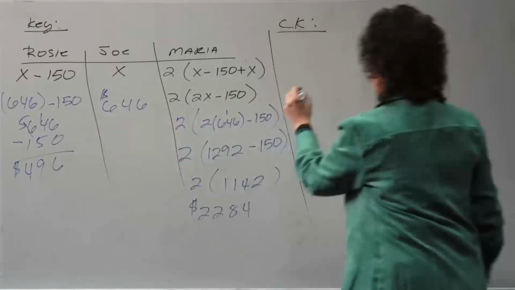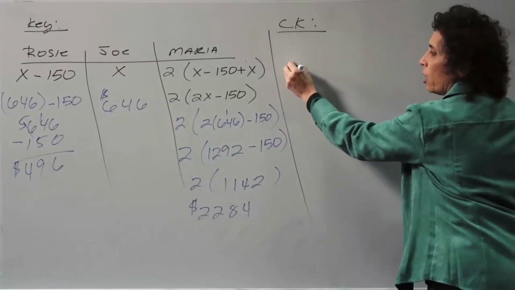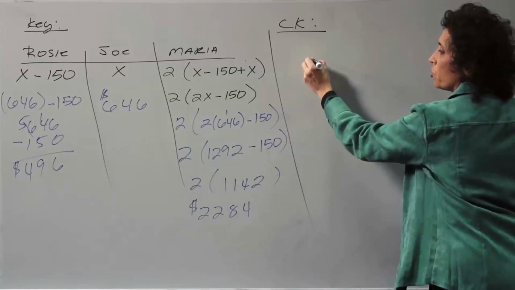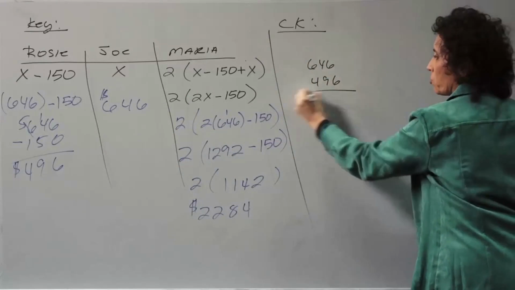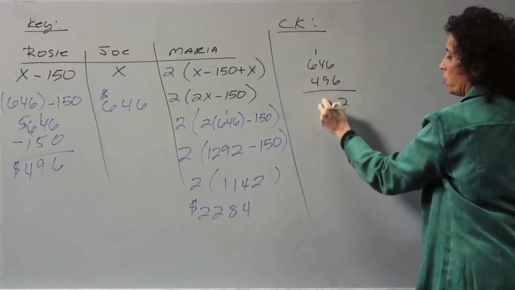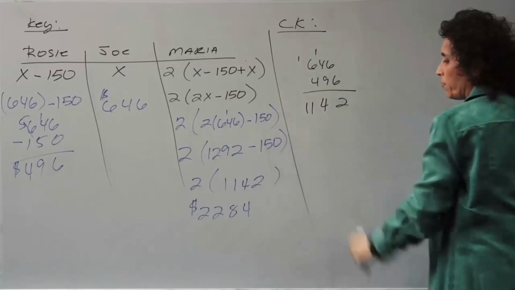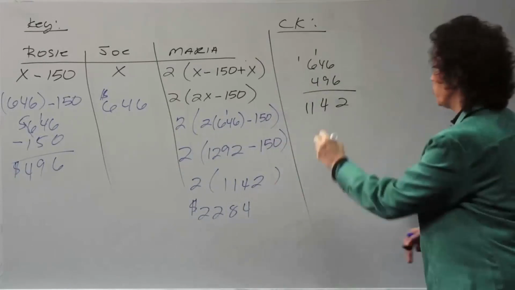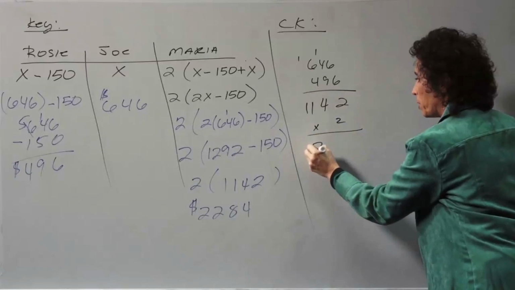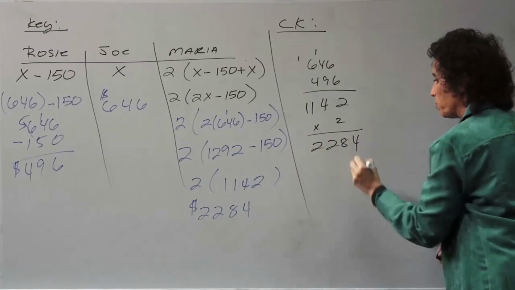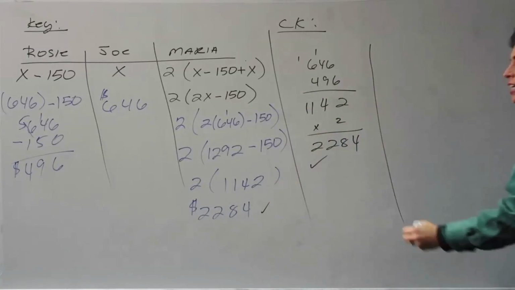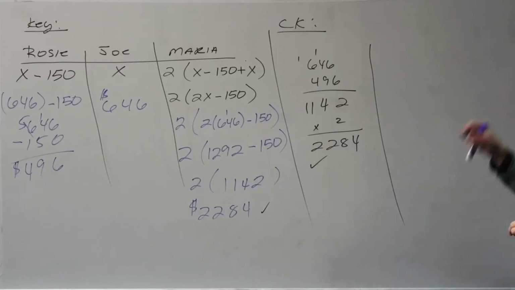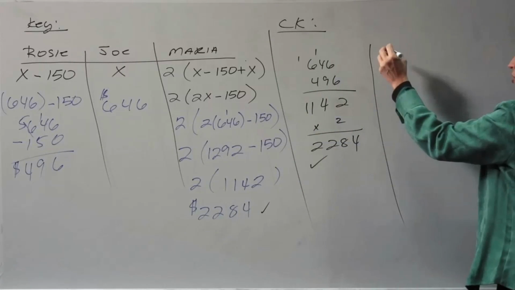Maria has 2 times the sum of what they have. Well, I'm going to check this a little bit because that's a little too hard to do in my head. So the sum is 646 and 496, right? That's 1142. And Maria does have 2 times that sum, which is 2284. So that checks out. And the very last thing is that together they have saved $3,426.